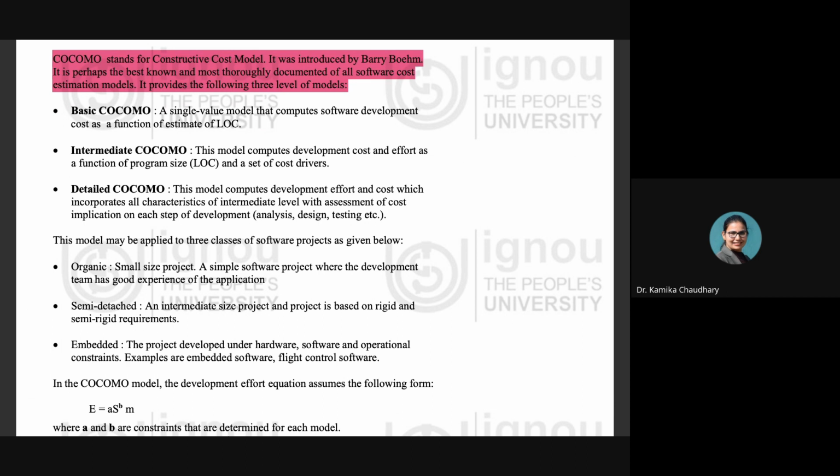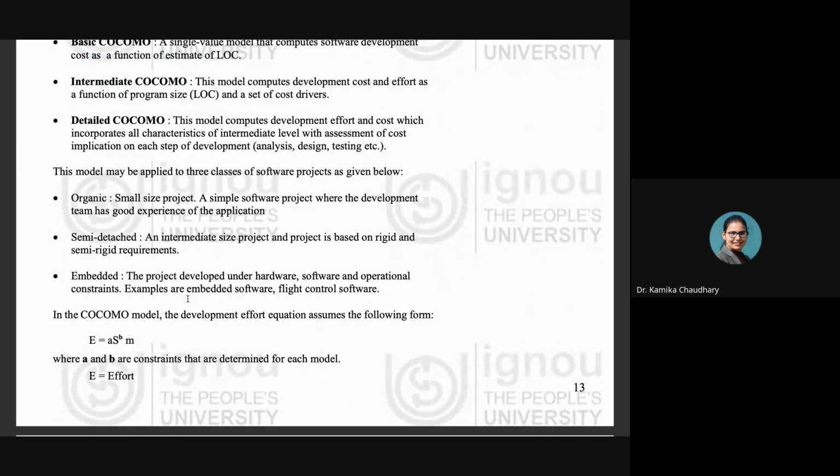If the software falls into the organic category, that means it is a small size project, and yes, the COCOMO model can be applied to this category. If the software is of intermediate size, with rigid and semi-rigid requirements, then again the COCOMO model can be applied to this kind of software also. And if there is an embedded kind of software, then also the COCOMO model can be applied to this.